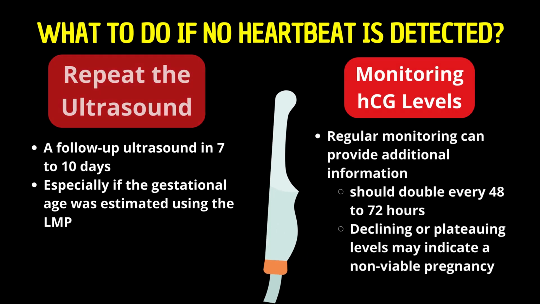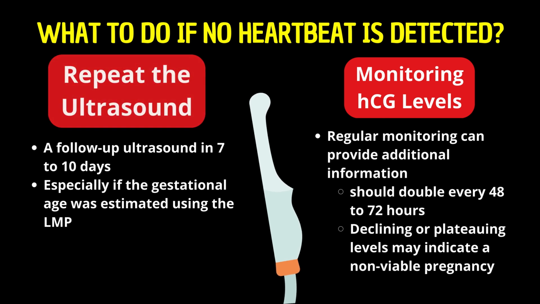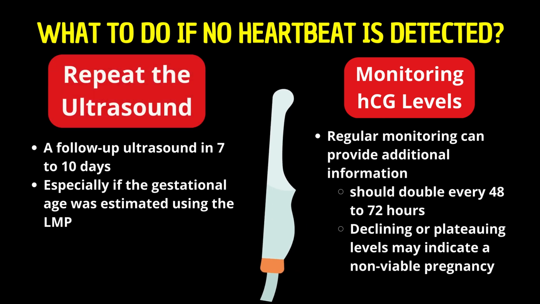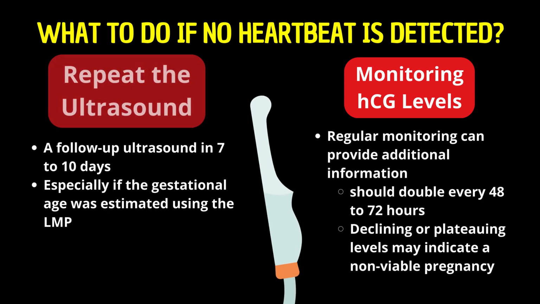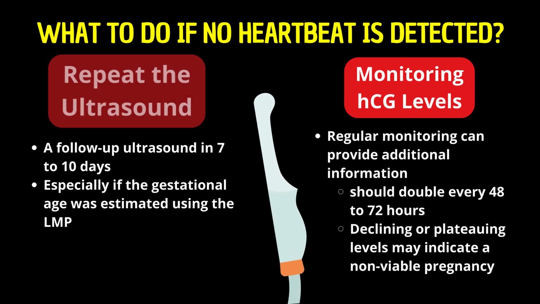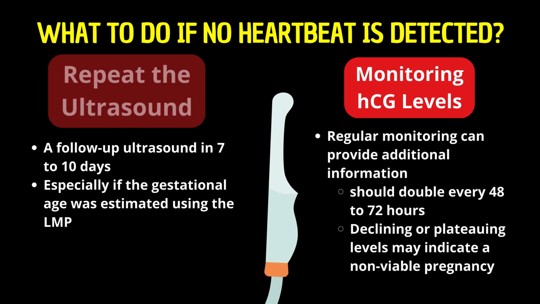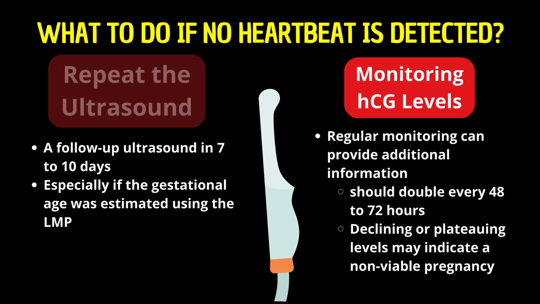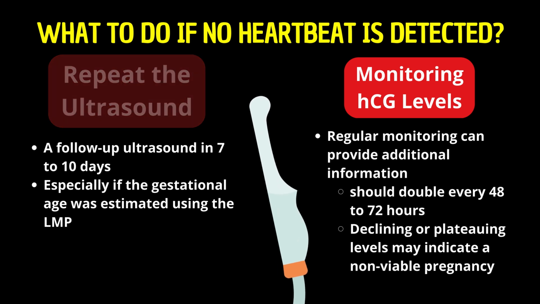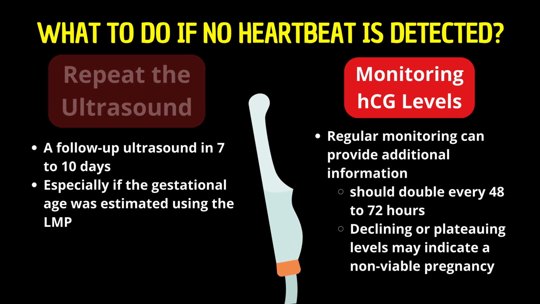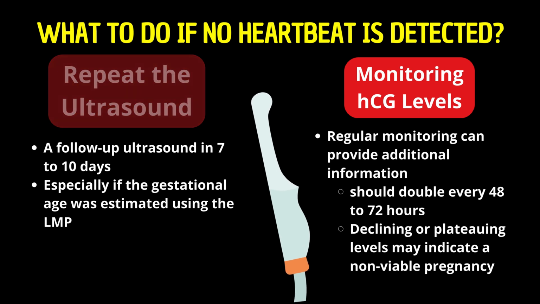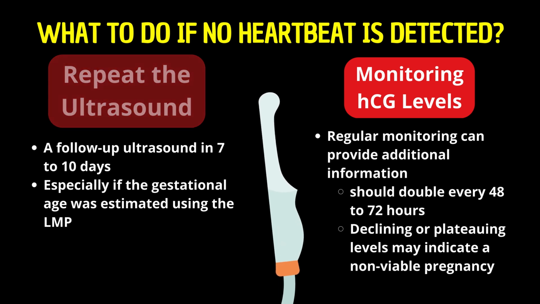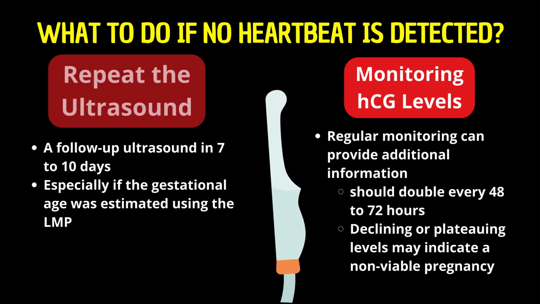Monitoring HCG levels. Regular monitoring of beta-human chorionic gonadotropin, beta-HCG, levels can provide additional information about the pregnancy's progression and help in making timely decisions. Typically, beta-HCG levels should double every 48 to 72 hours in a viable early pregnancy. Declining or plateauing levels may indicate a non-viable pregnancy and can guide clinical decisions during this waiting period.